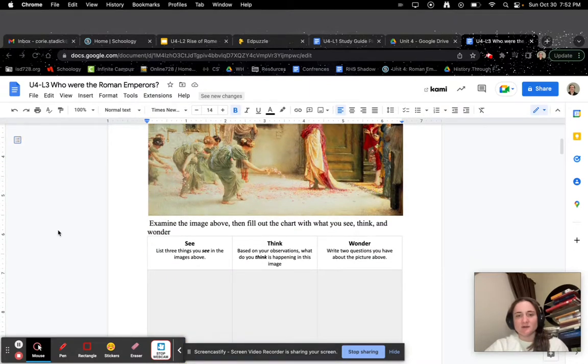Examine the image above, then fill out the chart with what you see, think, and wonder.